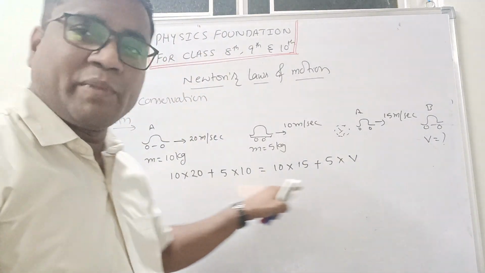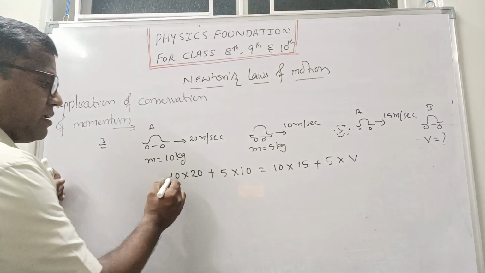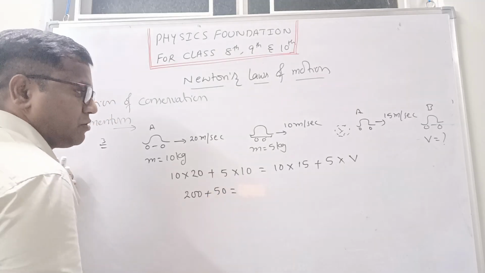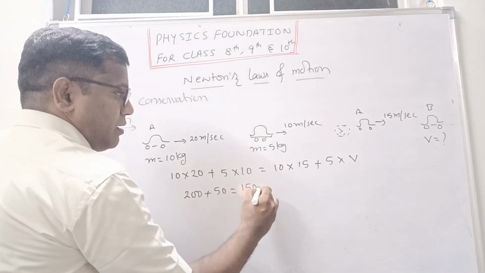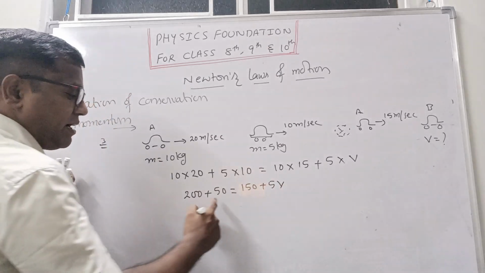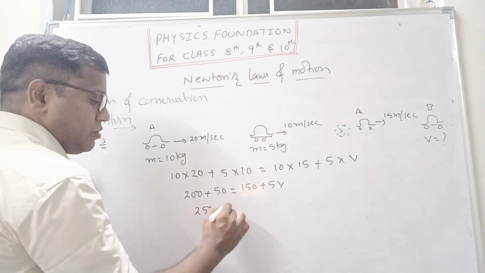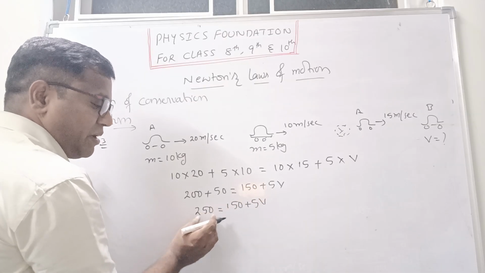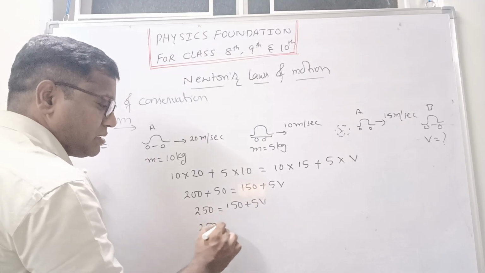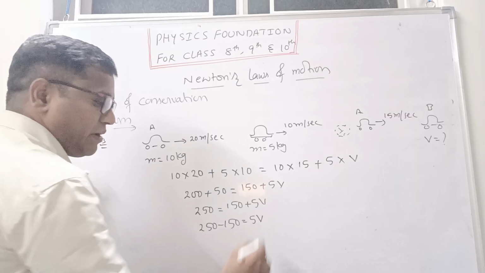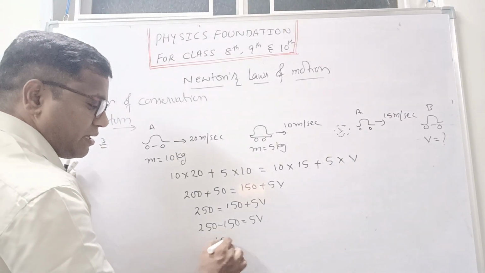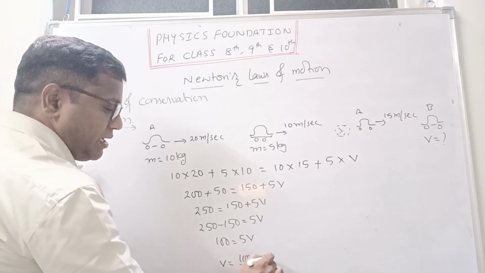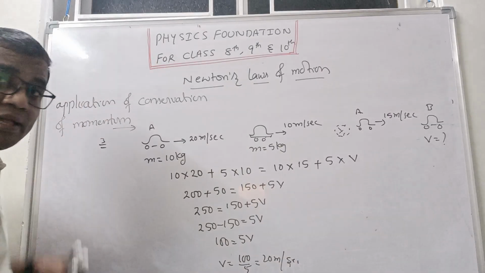Again, this is a mathematical expression. We can solve it easily. So I will write 10 into 20, 200, plus 5 into 10, 50, which is equal to 10 into 15, 150, plus 5V. So 250 is equal to 150 plus 5V. The 150 will come to the other side, so 250 minus 150 is equal to 5V. So here it will be 100. 100 is equal to 5V. So V is equal to 100 by 5, which is 20 meter per second. This will be the answer.